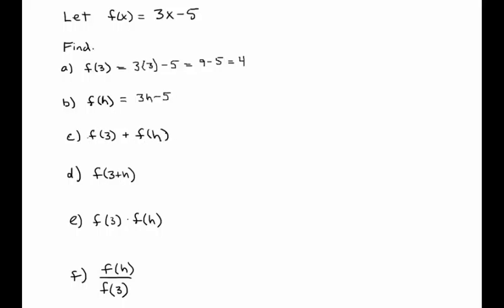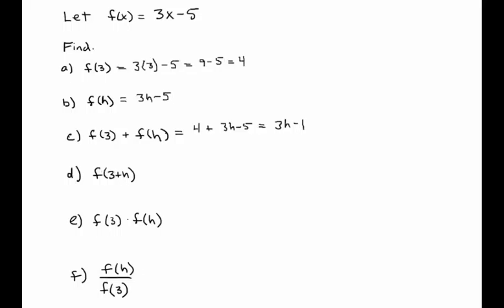In C, they want us to find f of 3 plus f of h, and we've already found f of 3 and we've already found f of h. So f of 3 plus f of h is 4 plus 3h minus 5. And now we can simplify this. 4 minus 5 is negative 1. So we have 3h minus 1.